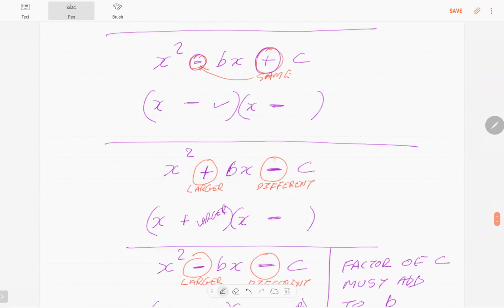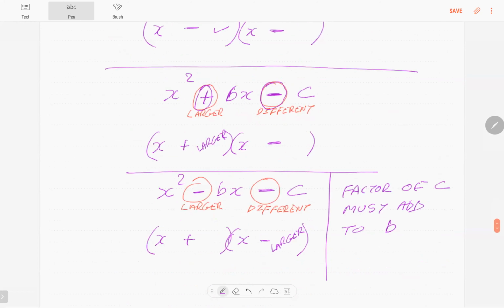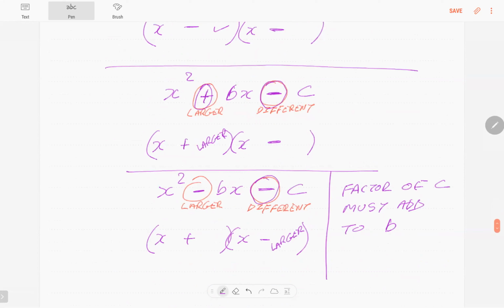For this one, if the sign in the bracket is negative, that means that the two signs are different. The larger factor will be positive in this case. And if the sign out here is negative, then the signs in the bracket are different. The larger factor must be negative. Let us go on to the example now and work it and show you.